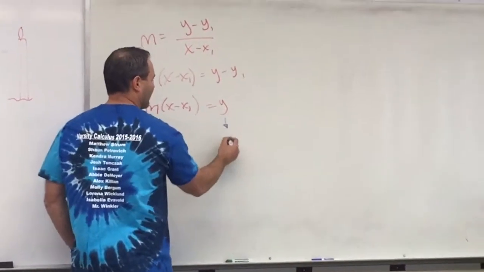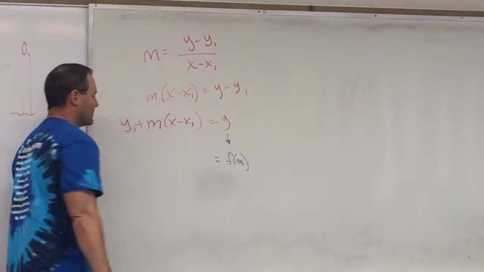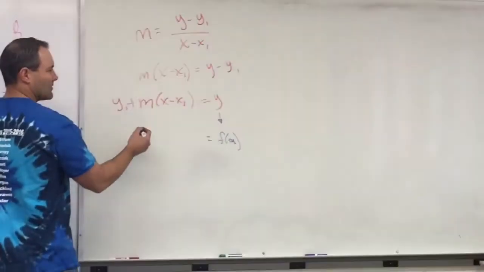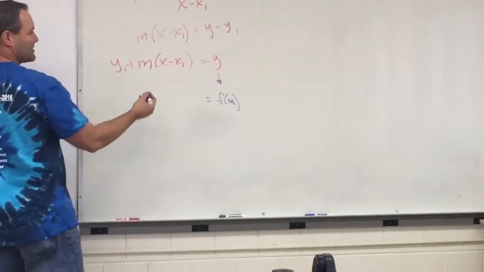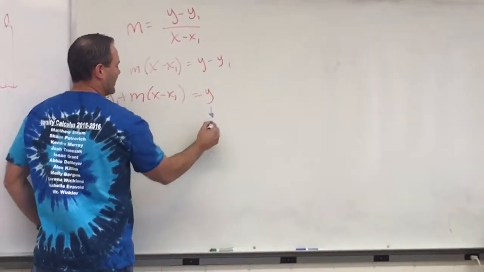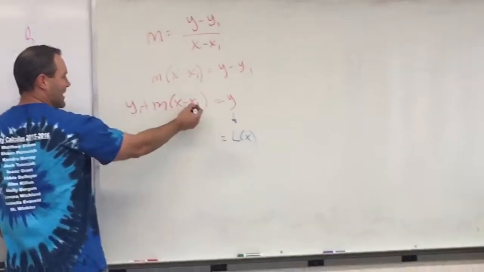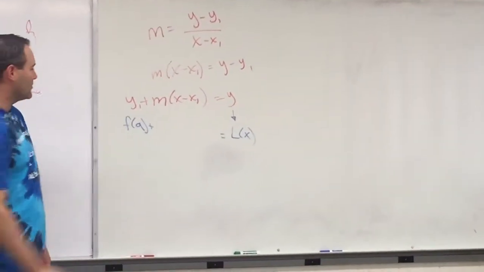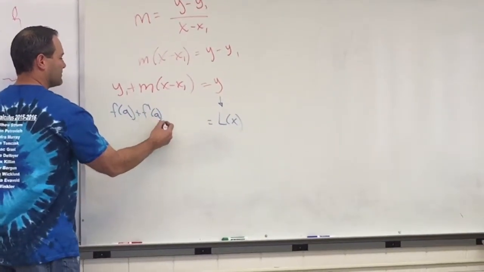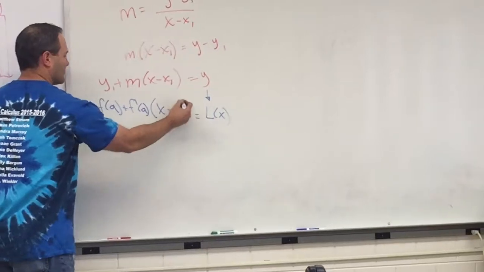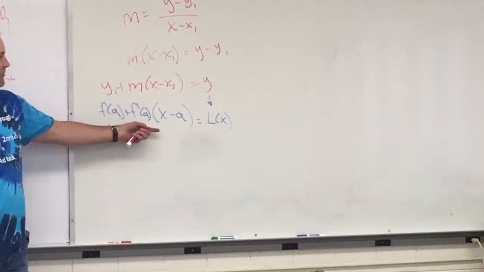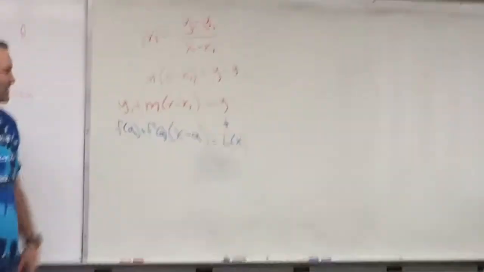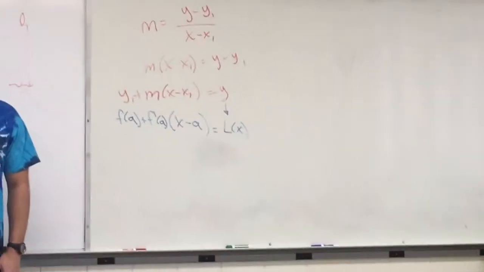This I will call f of a. This is not f of a, this is the linearization. This is a, that means this is f of a. Slope, we can call that f prime of a. So the point is a comma f of a. If I plug a comma f of a into this formula, I get this. All I've done is written the algebra in the calculus version.